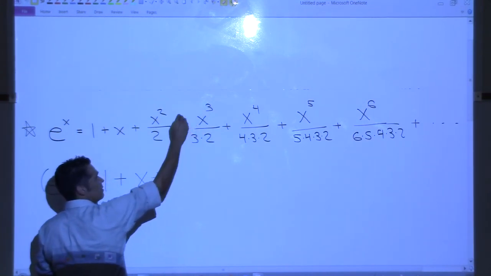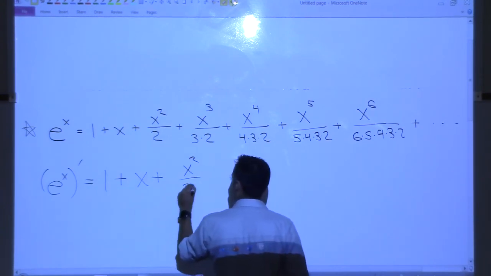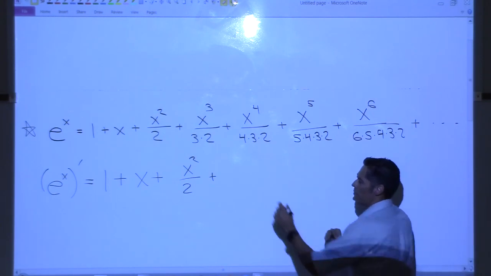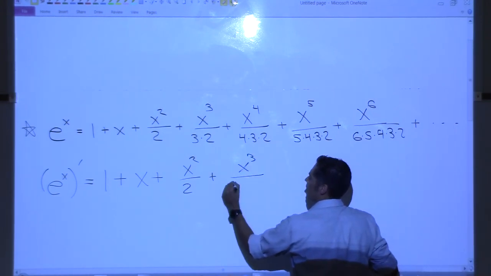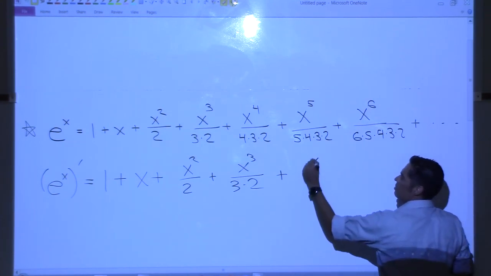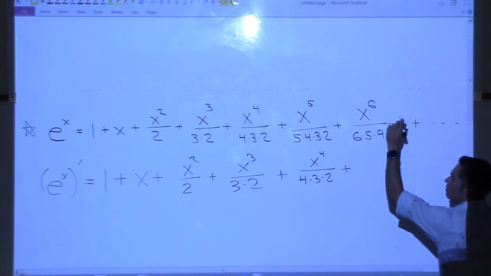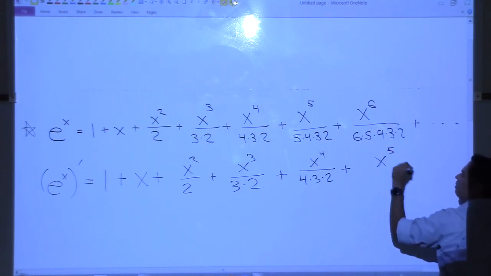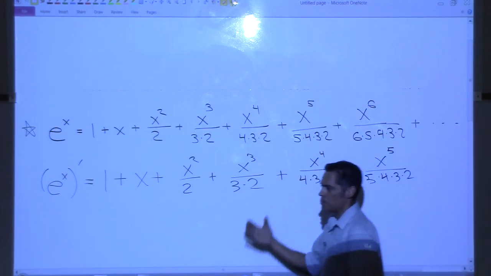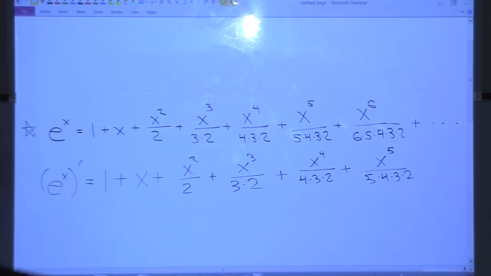Okay, plus, next one. 3 comes out, cancels, and what are you left with? x squared over 2. Okay, plus this one, 4 comes out, cancels with the 4, what are you left with? x cubed over 3 times 2, right? Plus x to the 4th over 4 times 3 times 2, last one. x to the 5th over 5 times 4 times 3 times 2, and what is this? It's the same thing.